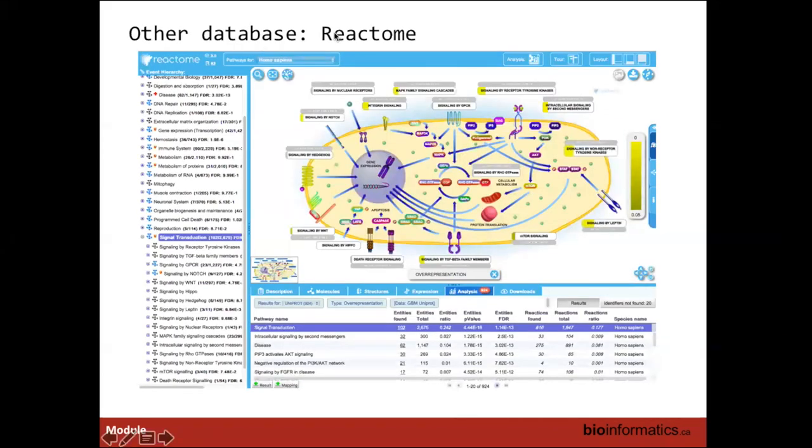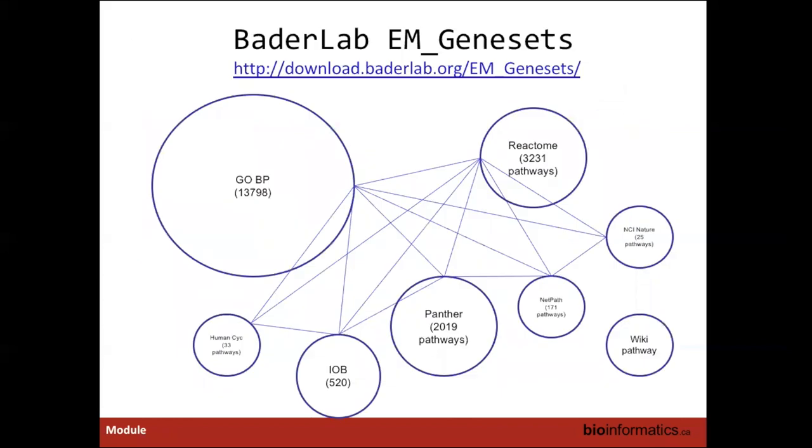Another database is Reactome, and Robin is going to present it in module 9. The strategy that we apply in our workflow is to use multiple databases together when we perform pathway enrichment analysis, to get the most comprehensive and precise information on the pathways that can be contained in our gene list. This BaderLab GMT file, as we call it, is available and updated each month. It's publicly available because we use it for publications, and everyone is welcome to use it if they wish to.